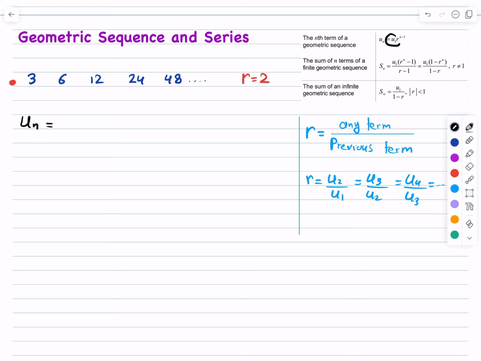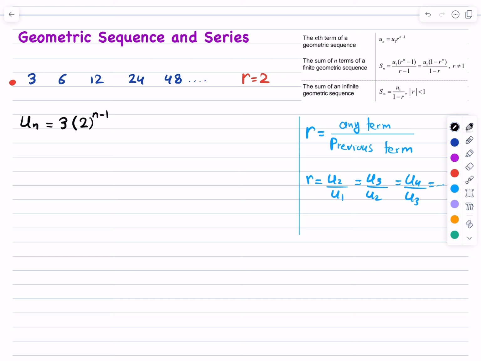Here we have the first term u1, which is in our example 3. So we have 3 multiplied by r to the power of n minus 1. In our example r would be 2. So we have 2 to the power of n minus 1. So this is the nth term. N is the order or the position of the term. So for example, when n equals 10, you will get the 10th term.